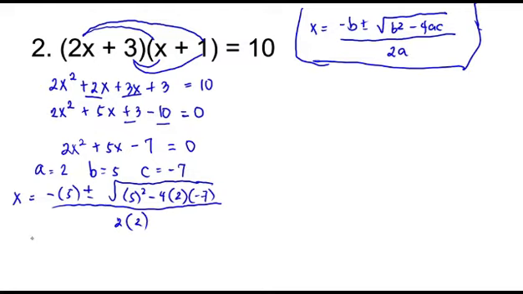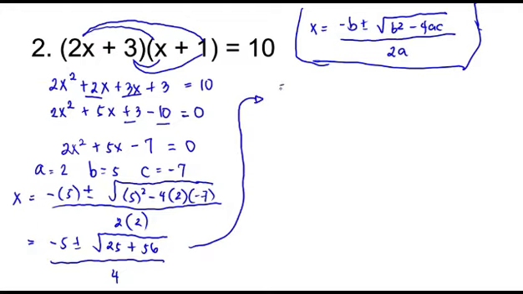After that, simplify natin. So negative times 5 is negative 5 plus and minus square root of. So 5 times 5 is 25, 5 squared. So negative 4 times 2 is negative 8. Negative 8 times negative 7 is positive 56. All over 2 times 2 is 4. Then proceed tayo dito. Continue tayo. We have negative 5 plus and minus square root of 25 plus 56 is 81 over 4. Tapos, continue lang natin, get the square root of 81, kasi perfect square yan. So, copy negative 5, plus and minus, square root of 81 is 9, all over 4.